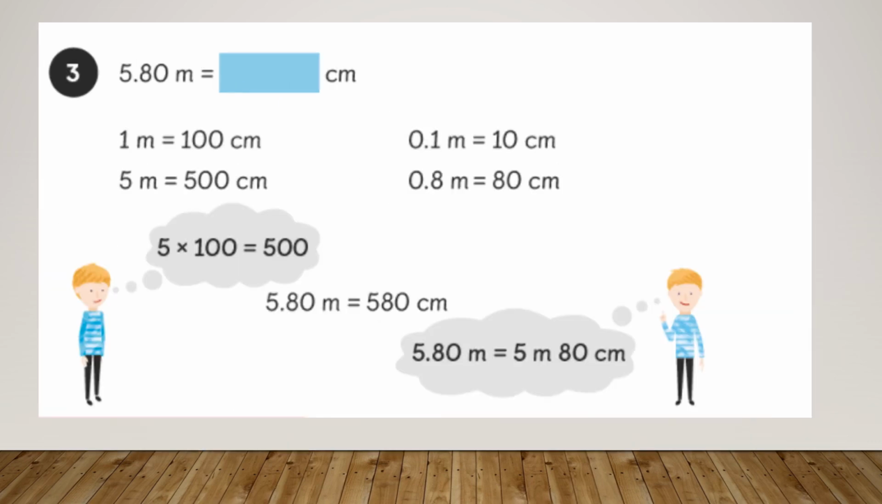and here's another one. So we're looking to convert 5.80 meters into centimeters. So again, 1 meter equals 100 centimeters, so 5 meters equals 500 centimeters. Then we just need to work out the 0.8. So 0.1 meters equals 10 centimeters, so 0.8 is 8 times that, gives us 80 centimeters. So 5.80 meters in centimeters is 5 meters and 80 centimeters.